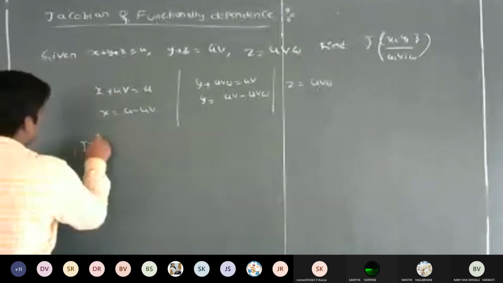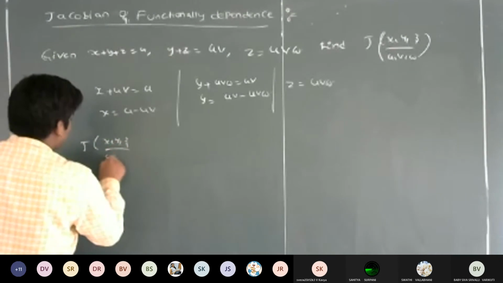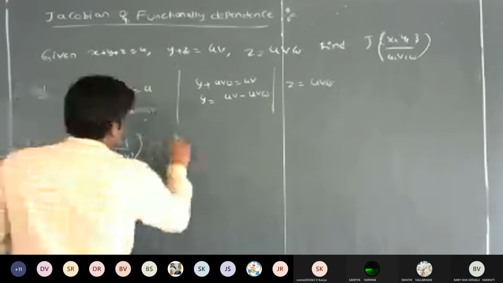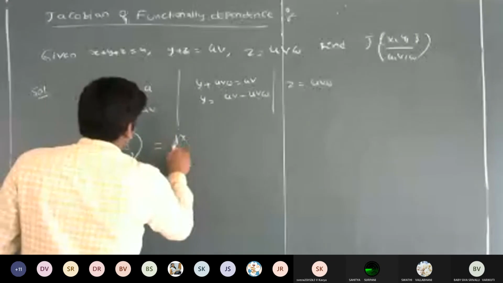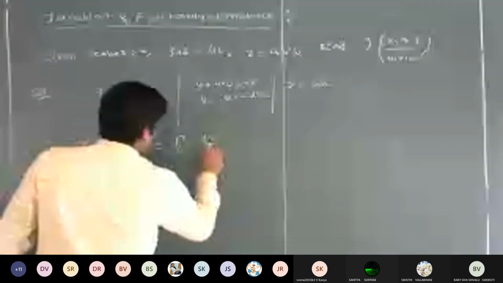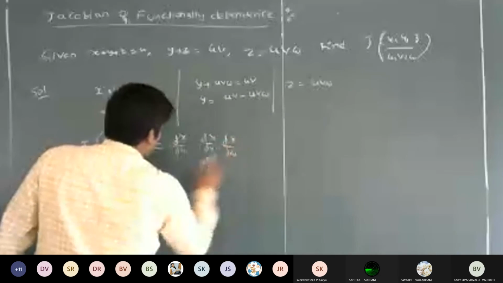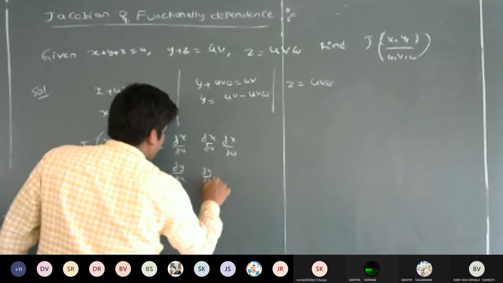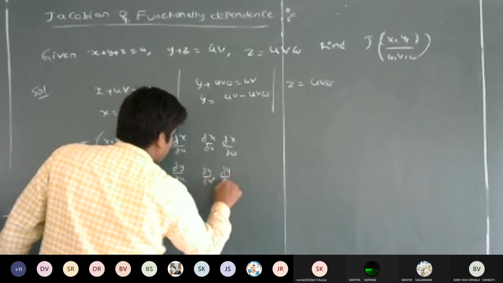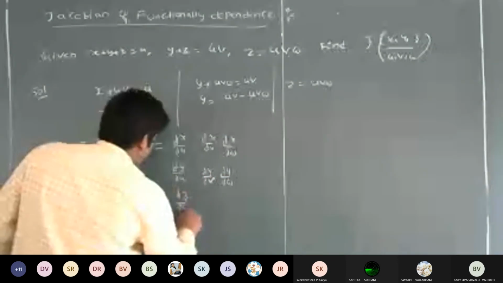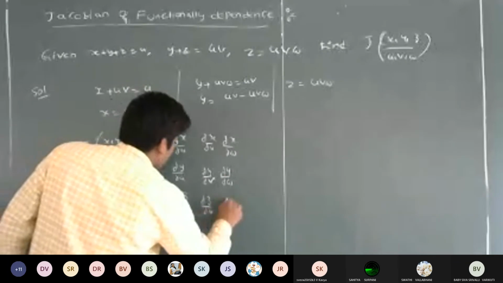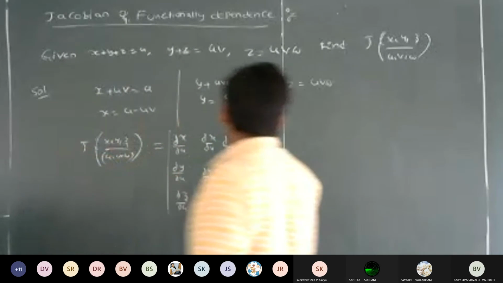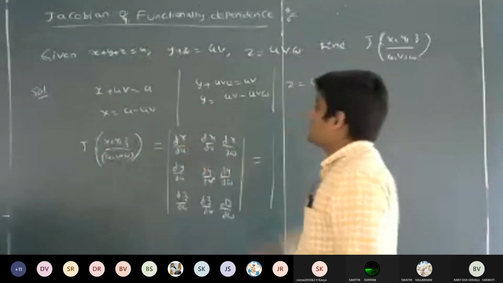Now the Jacobian of x, y, z by u, v, w. What is the formula for this? The first row is dou x by dou u, dou x by dou v, dou x by dou w. Next, dou y by dou u, dou y by dou v, dou y by dou w. Next, dou z by dou u, dou z by dou v, dou z by dou w. So this is a 3 by 3 matrix. What is the value of dou x by dou u?